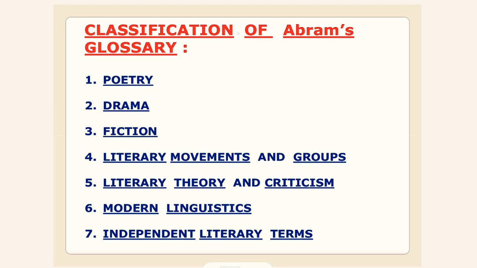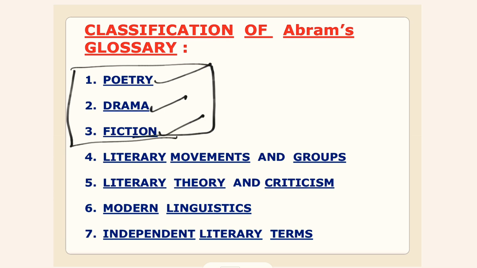Before that, I have classified this book into seven different sections. Poetry, drama, fiction, hope you know these things. I have tried to classify the literary terms of this book accordingly. In any syllabus you go, whether UGC NET, SLET, assistant professor recruitment, or teachers and lecturers recruitment, they divide the syllabus according to these terms. From that point of view, I have tried to classify this book into these terms.